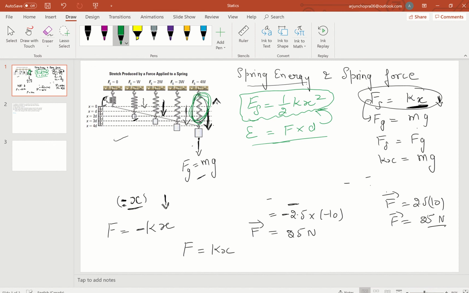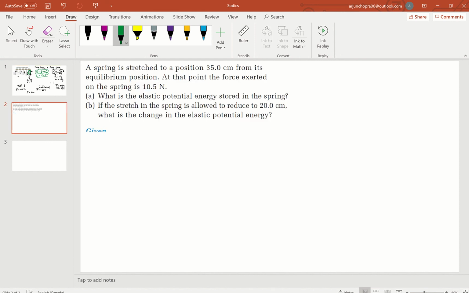Now let's look into one of the problems on spring energy. The spring is stretched to a position of 35 centimeters from its equilibrium position. At that point the force exerted on the spring is 10.5 newtons. What is the elastic potential energy? Elastic potential energy, we've just seen the formula, is equal to half kx squared. This is the formula for elastic potential energy. Now I haven't talked about this k also. K is called spring constant.